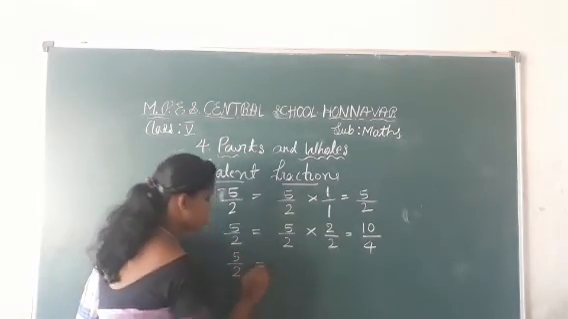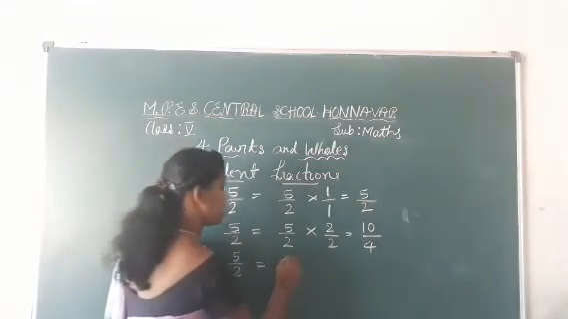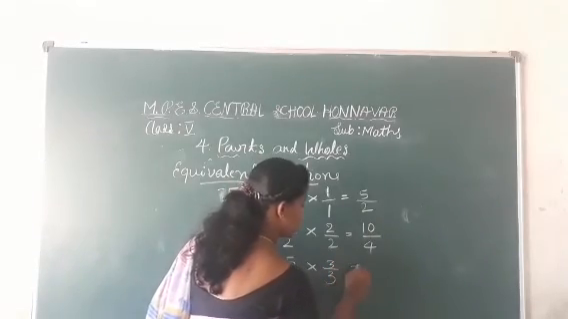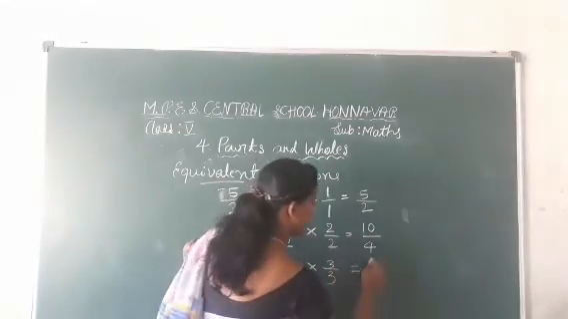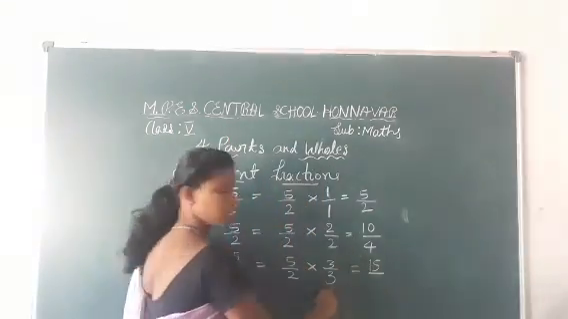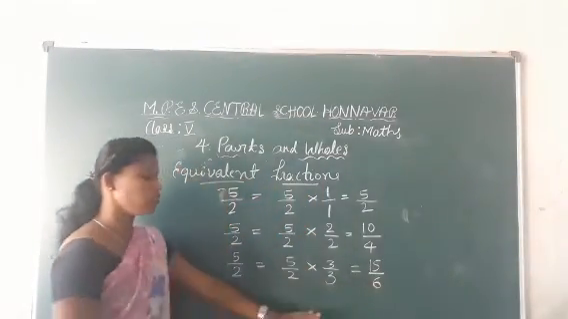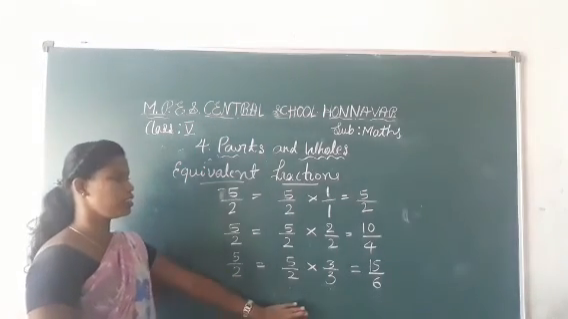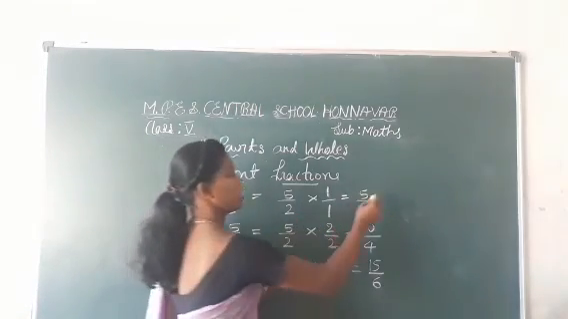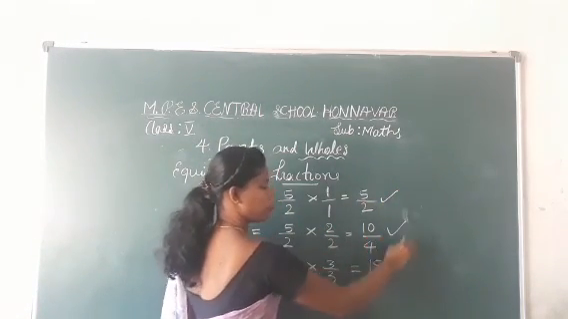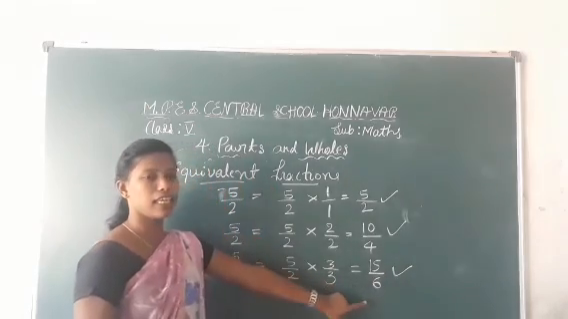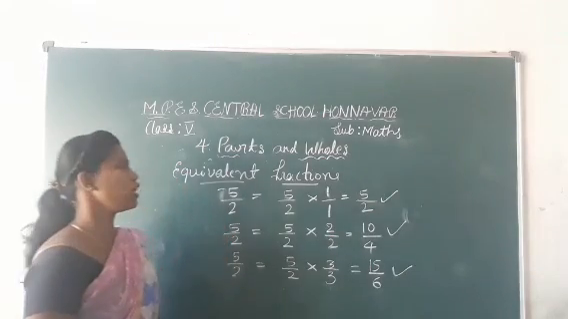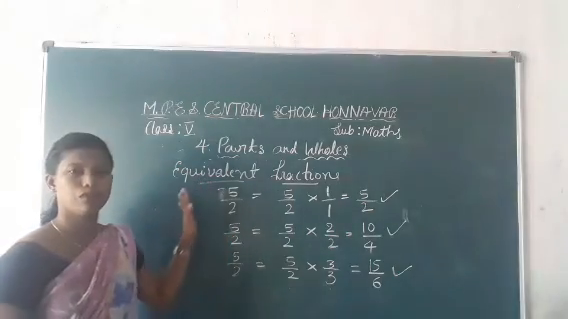We see another one. Here we write 5 by 2 into 3 by 3. What we get? 5 threes are 15, 2 threes are 6. Like this way we continue, multiplying and dividing by 4, 5, 6 and so on. But 6 is enough. Here 5 by 2, 10 by 4, 15 by 6 and so on. These are the equivalent fractions of 5 by 2. Like this way, we find the equivalent fractions.